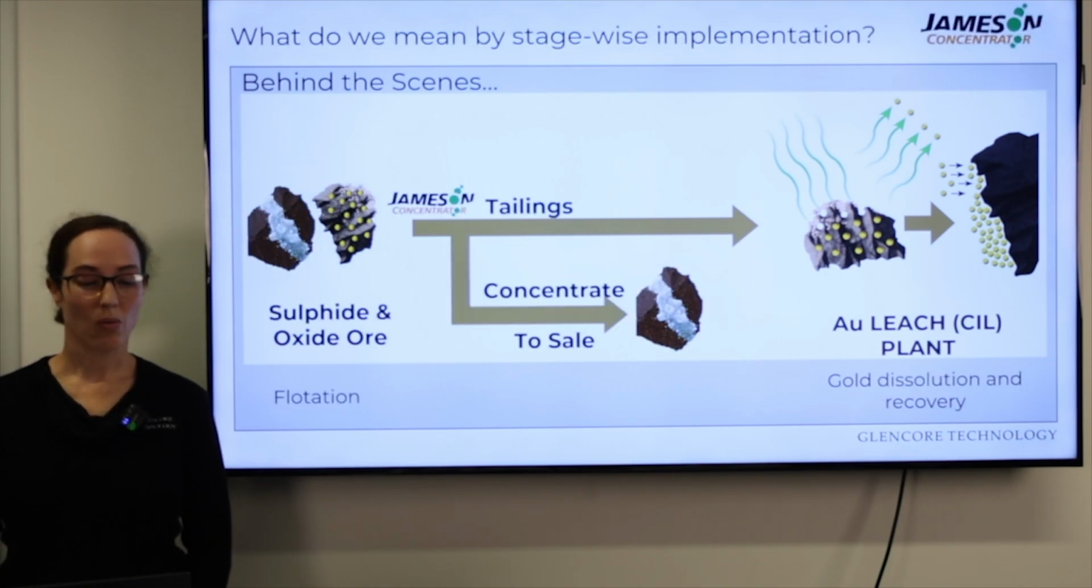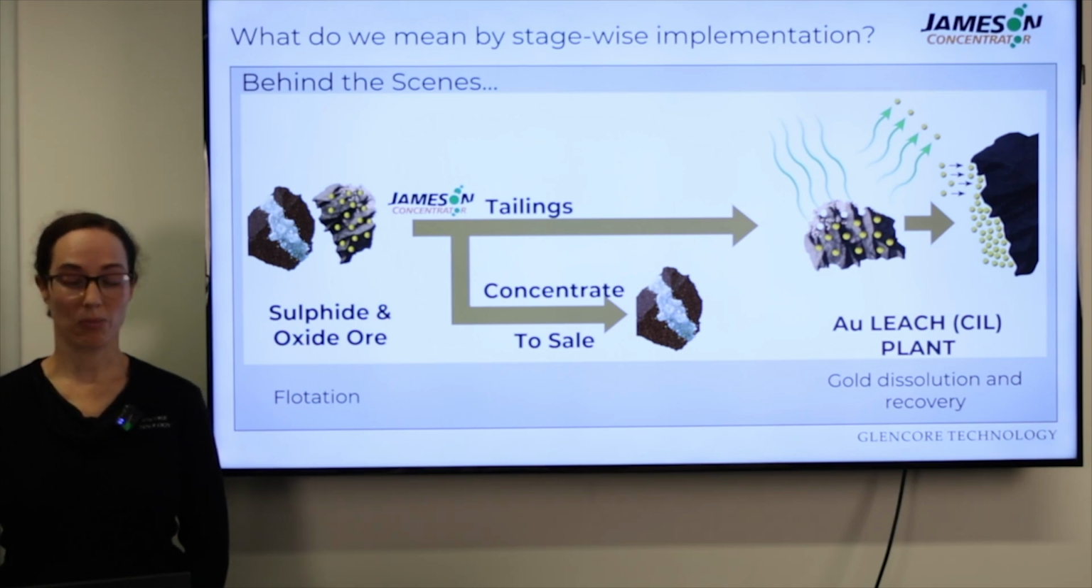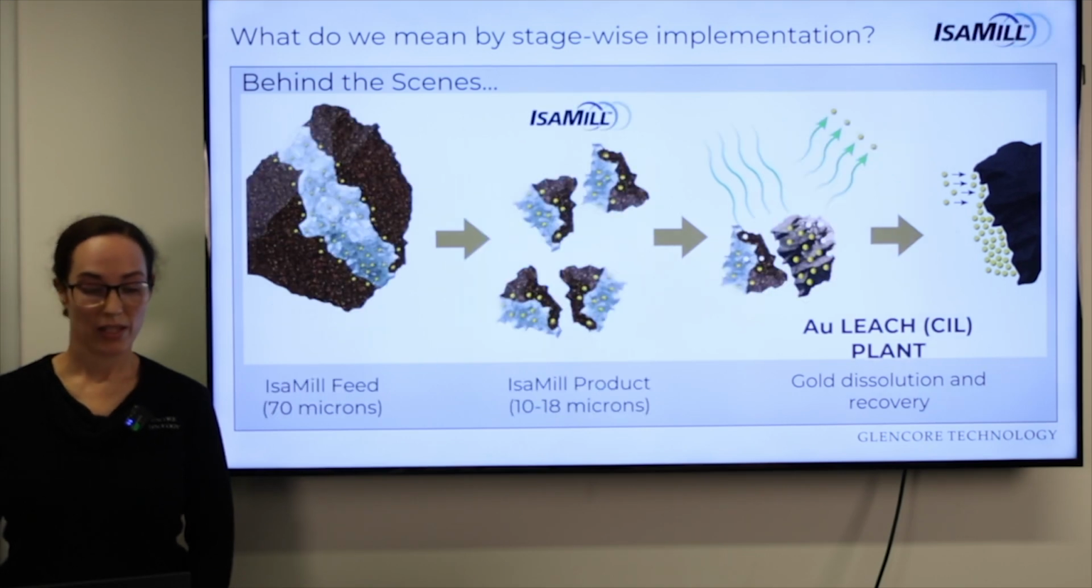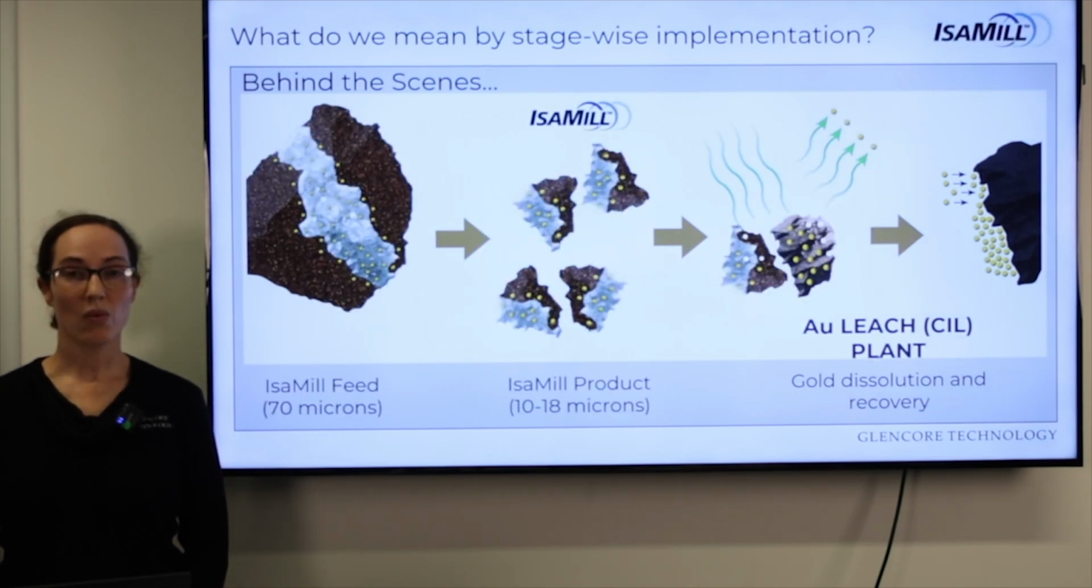In stage 1, we implement the Jameson cell, and here we have a mixture of the sulphide and the oxide ore, where the oxide ore reports to the tailings and the concentrate reports as a saleable product. In stage 2, where we implement the IsaMill, we see the sulphide being finely ground and then sent to the CIL circuit. The finely ground product allows the cyanide to attack and leach the gold from that sulphide ore, and then it is recovered on the carbon and into gold in the gold room.